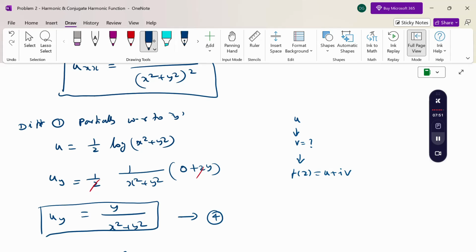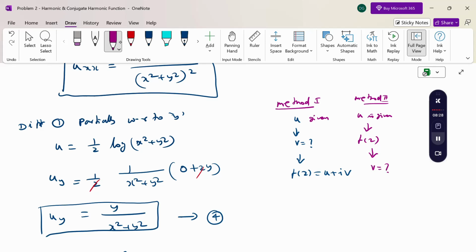So this is one method. Method 1: u is given, from u there is a direct formula for v. So v is the conjugate, using the formula to calculate v. Then substitute u plus iv for f of z. Then method 2: u is given, from this u find f of z, then simplify f of z and find the v value.